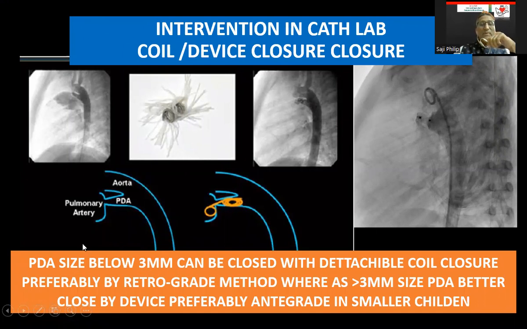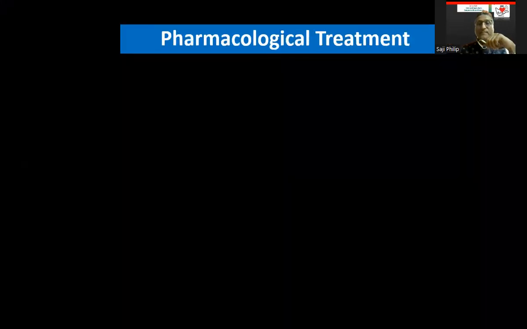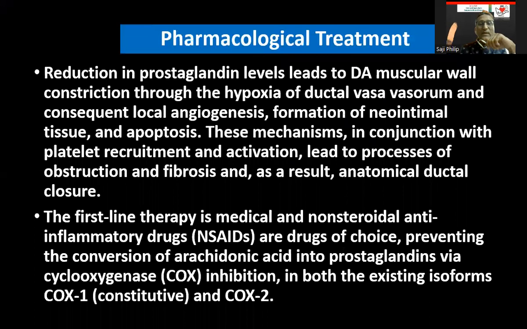But in a tiny baby it is better to do it differently. We prefer the antegrade route, that means through the femoral vein, so that the femoral artery will be safer and cannot be damaged. And for PDA more than 3 mm in size, a device will be better, preferably antegrade in smaller children. The pharmacological treatment I already mentioned. The mechanism you should understand.